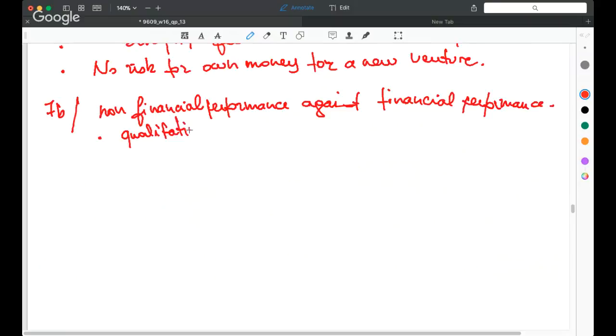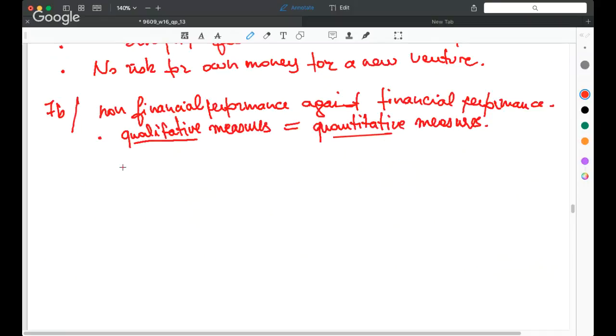Qualitative measures, okay, equal quantitative measures. Okay, so sometimes you need to give value to what you are doing, not only money, because sometimes if you don't have ethics, value, a brand, you won't make money.